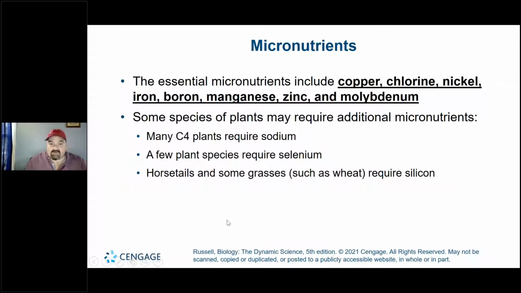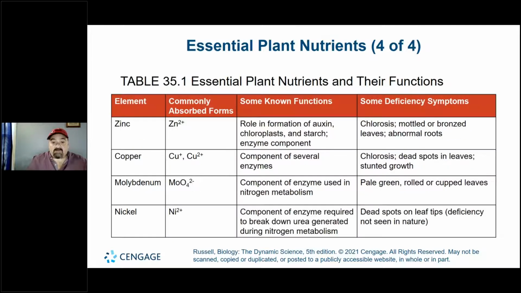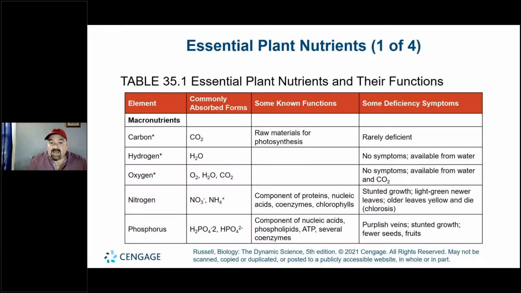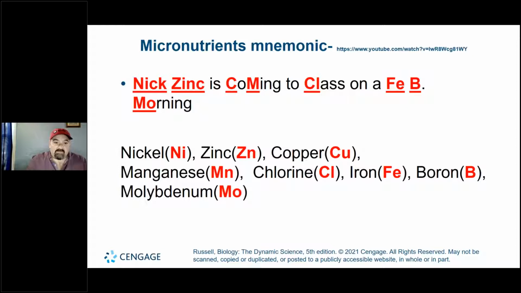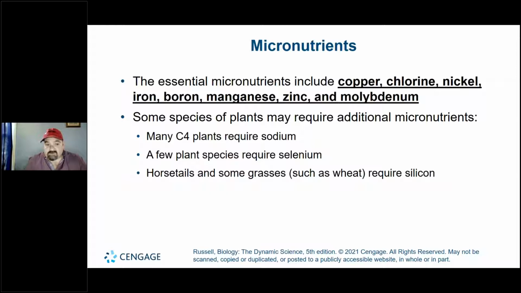Now, as far as the micronutrients are concerned, right? You'll see here the essential micronutrients include copper, chlorine, nickel, iron, boron, manganese, zinc, and molybdenum, okay? Now, you'll see in the next few slides that it's talking about deficiencies and functions and such. Folks, I'm not going to ask you to process this information within one week's time and memorize all these functions and deficiencies, okay? But I do want you to come away from this chapter knowing the macronutrients and the micronutrients, okay?